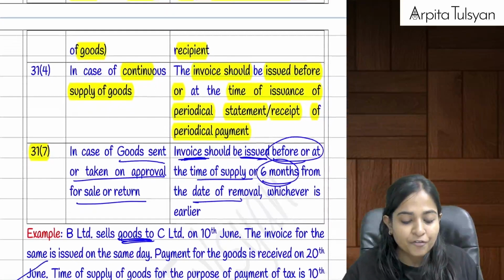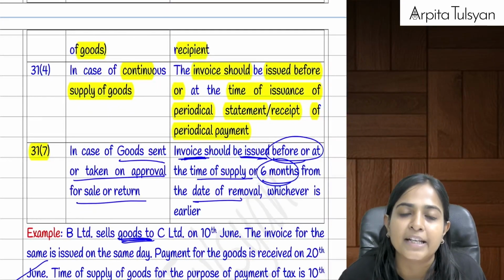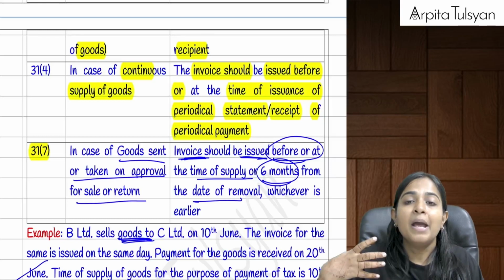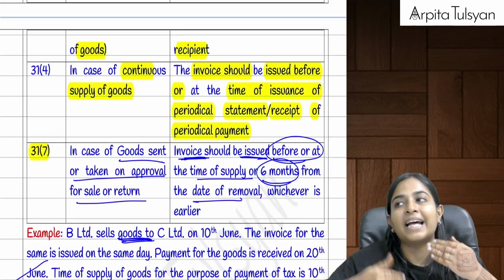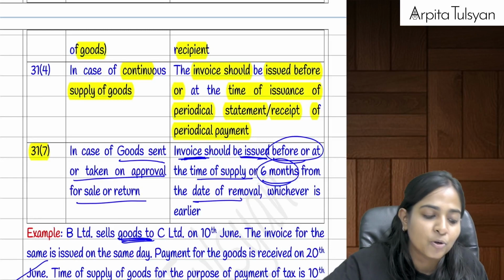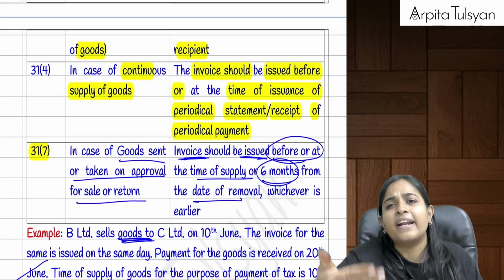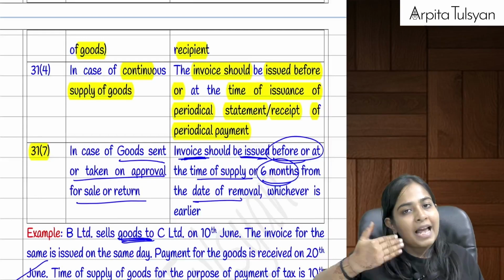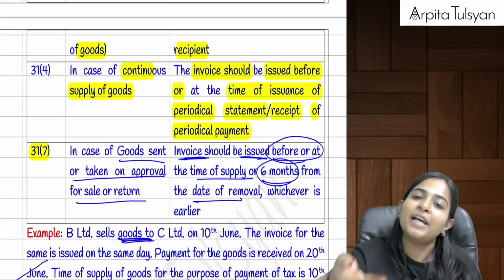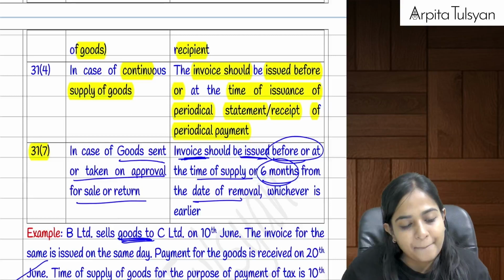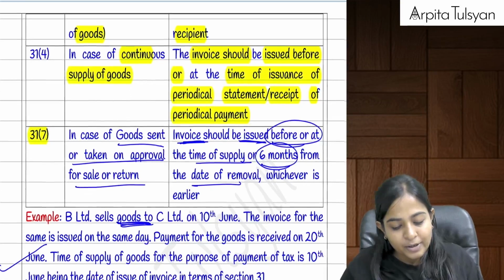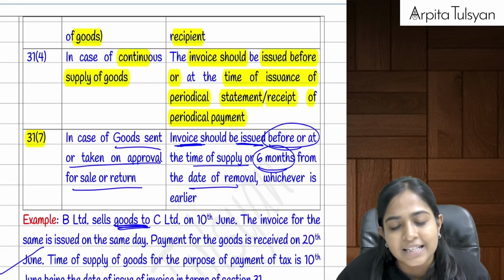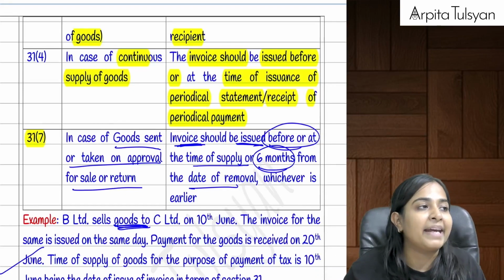Then in case of continuous supply of goods, ma'am, what do you mean by continuous supply of goods? In continuous supply of goods, there is a contract or agreement between the supplier and the recipient that I am going to continuously supply the goods under a particular contract on a recurring basis, for which you are going to give me periodical payments. I give you periodical supply, you give me periodical payments. Are you clear with this? Yes. So in case of continuous supply of goods, every month or every quarter there will be such supply. What will be the time of supply in that case?